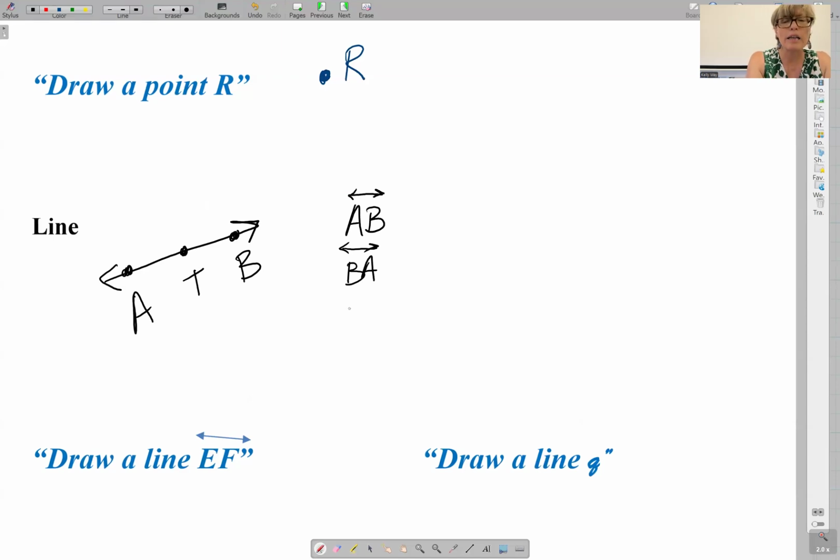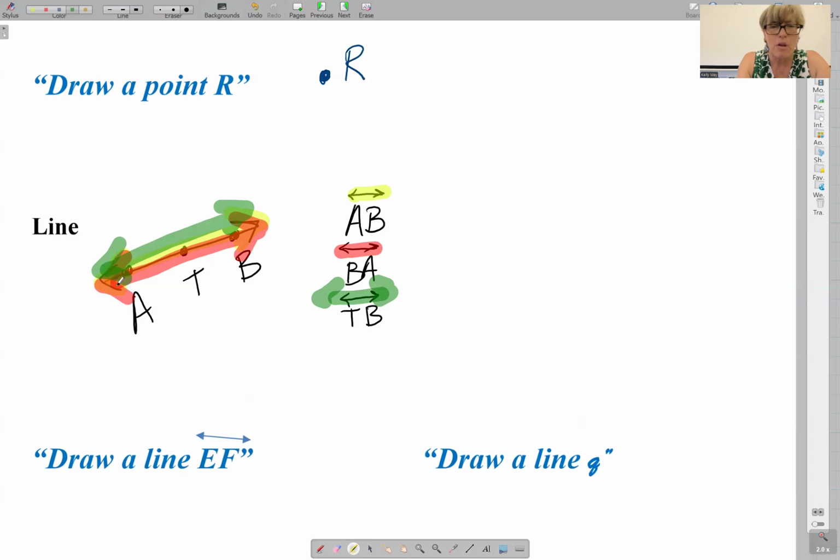Or I could use TB. Make sure you have arrows above it. That means I'm still naming the same line because of those arrows, infinity in every direction. So AB would look like this, infinity both ways. Ta-da! BA would look like this, infinity both directions. Ta-da! Same line. TB, infinity both directions. Ta-da! Same line. So you only need 2 letters. No matter how many letters are on the line, you only need 2 of them in order to name the line.